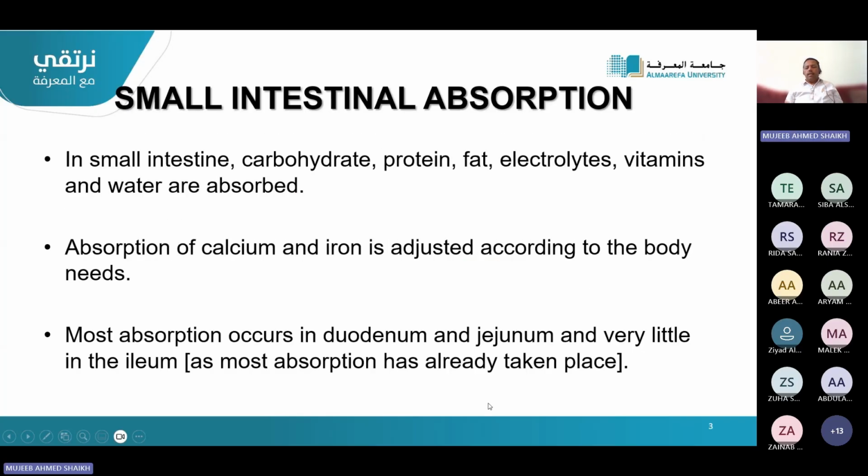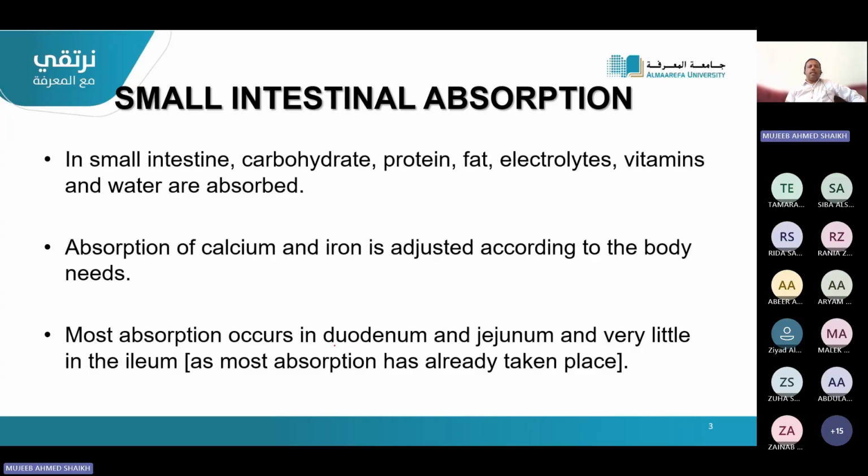So in the small intestine, as we have seen in the previous lecture, I will go slightly faster, carbohydrate, protein, fat, electrolytes, vitamins, and water are absorbed indiscriminately, without any regulation of quantity. But calcium and iron are adjusted according to the body's need. If your body has a deficiency of calcium, calcium absorption will become more. If you have iron deficiency, iron absorption will become more. If you have full or excessive iron, iron absorption will be less.